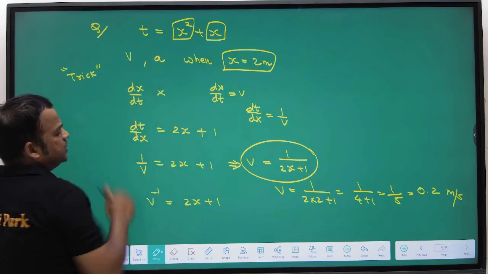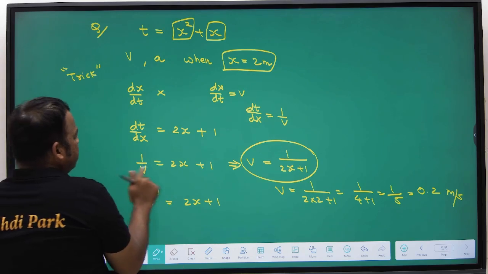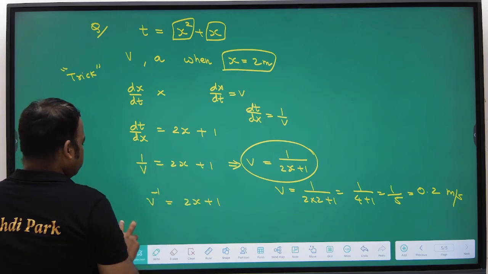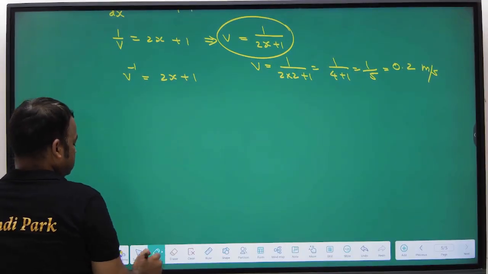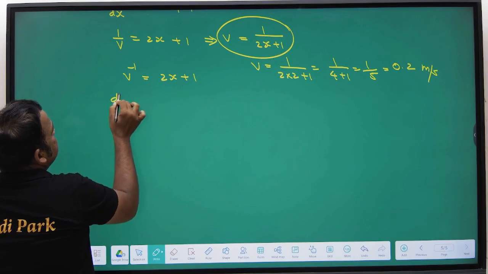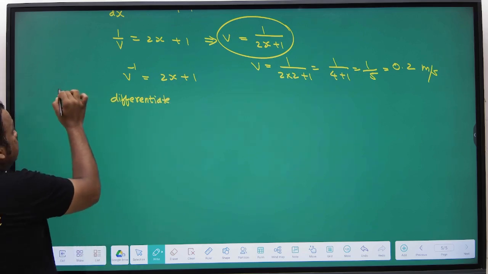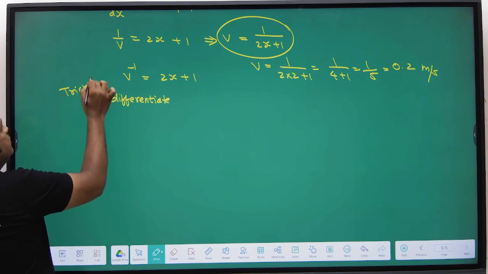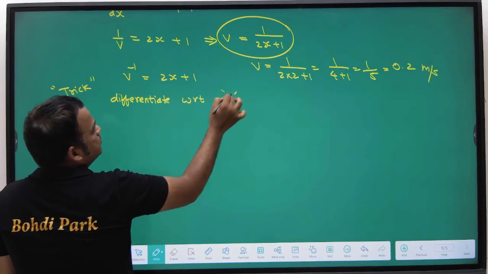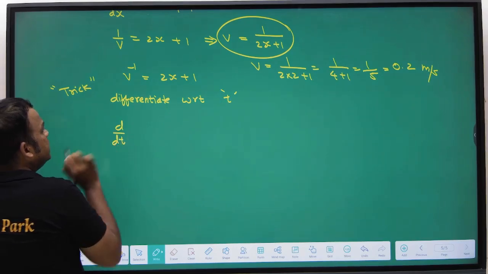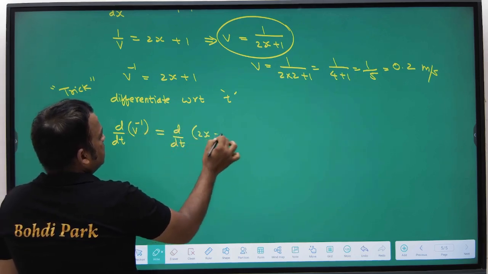Now how to find acceleration? For finding acceleration, we are solving further. So now we have 1 by v is equal to 2x plus 1. So v inverse is equal to 2x plus 1. Now let's differentiate with respect to time. So this is again another trick. So two tricks we are using in this particular question. So differentiate with respect to t. So we will use d by dt of v raised to minus 1 is equal to d by dt of 2x plus 1.